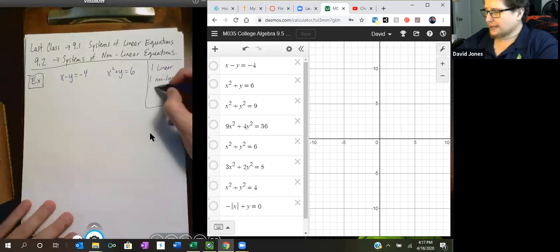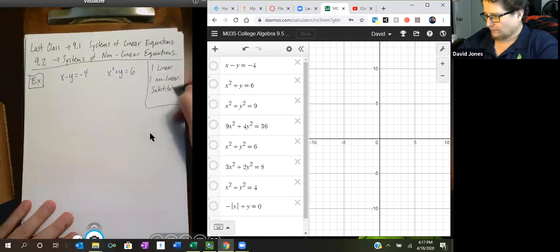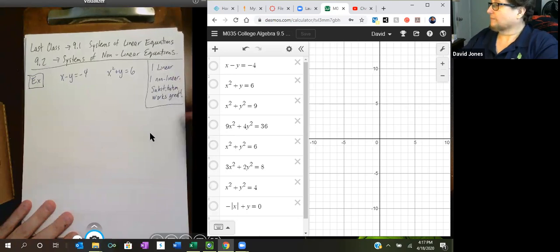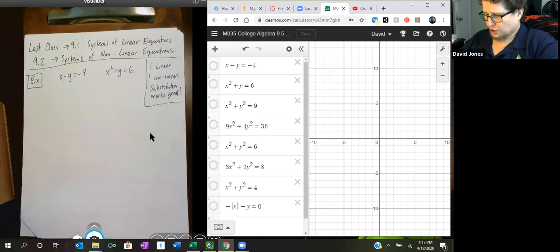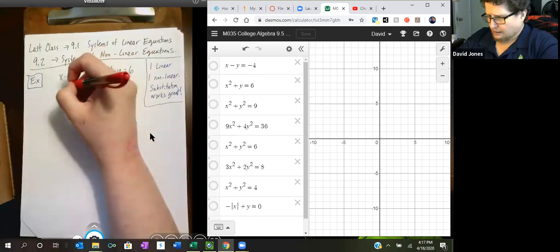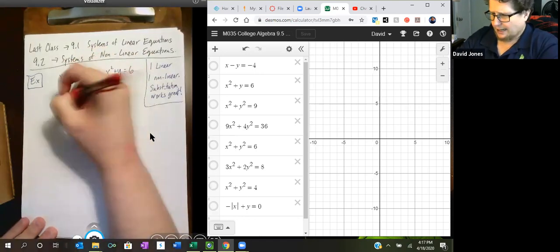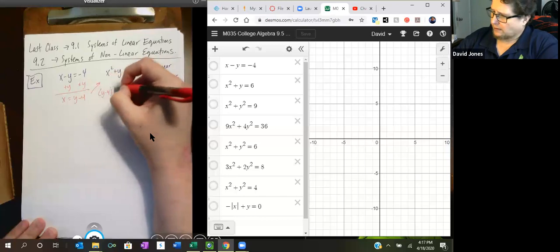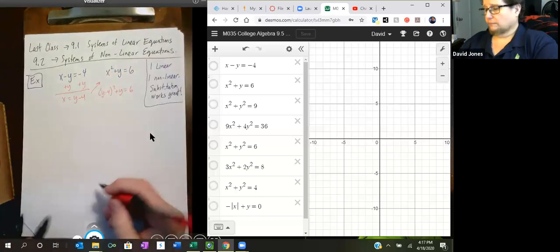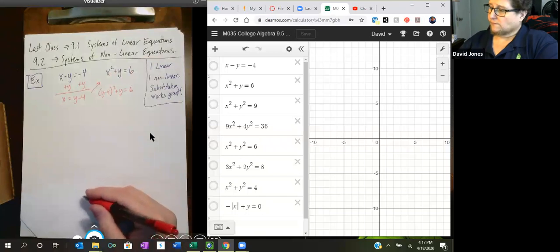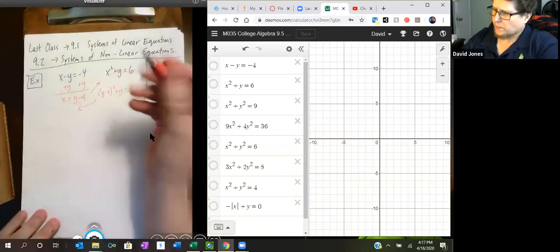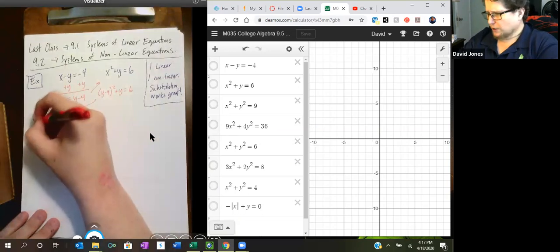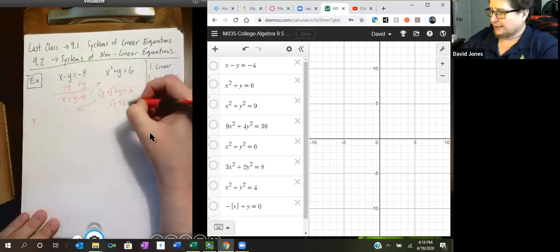When we have something like this, substitution works great. Or can. So the easiest way to maybe do this, solve for x. Add y to both sides here. We get x equals y minus 4. We'll plug that in. And we expand that, y minus 4 times y minus 4. Remember, that's what that's saying.